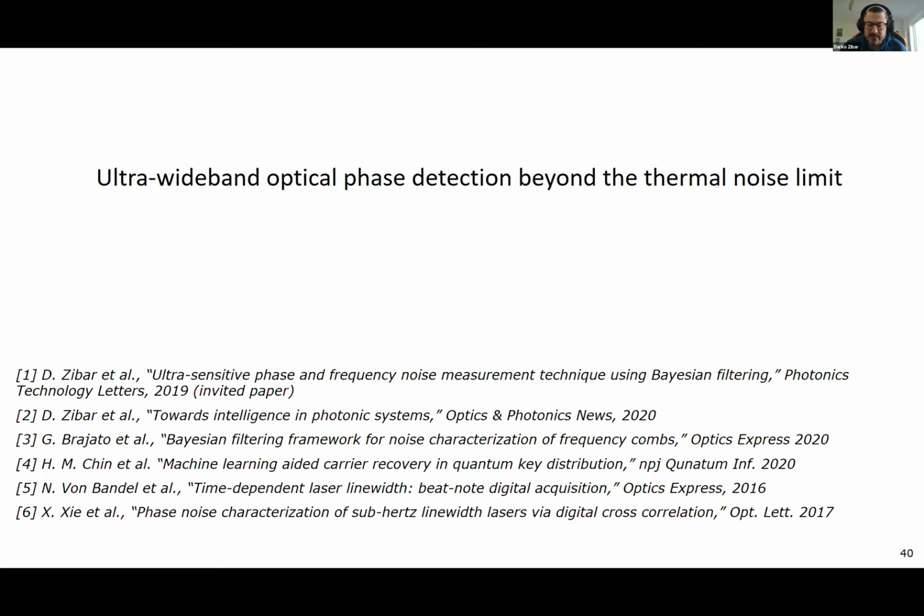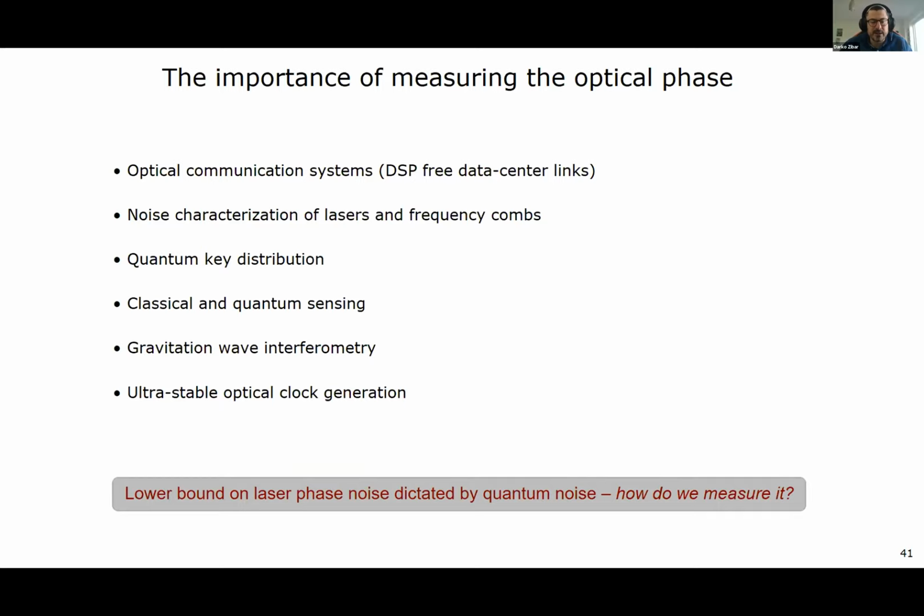So why is it important to measure the optical phase? Well, for optical communication systems, it's somewhat obvious, because first of all, for coherent optical communication, the data is encoded into the phase of the optical field. So the more accurate phase estimation you have, the higher order modulation you can transmit. But there's also another tendency, which is to use DSP-free lasers for data center links.